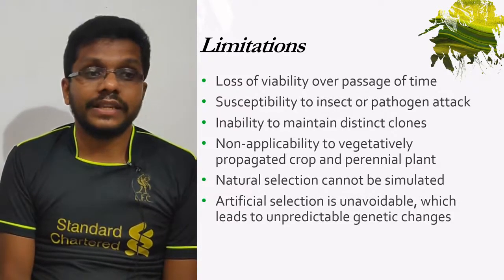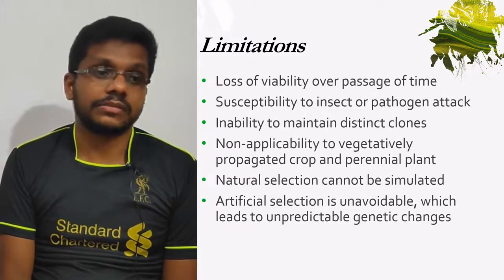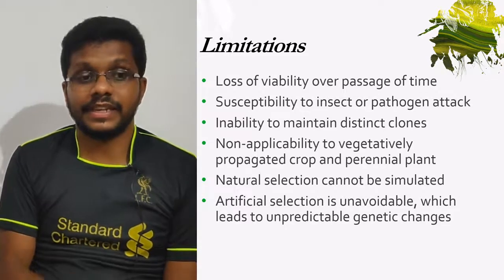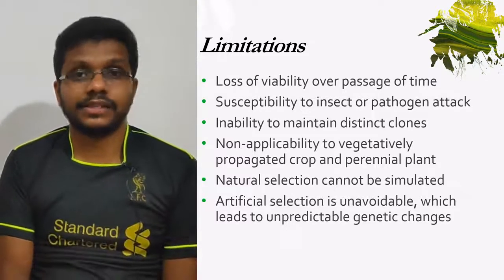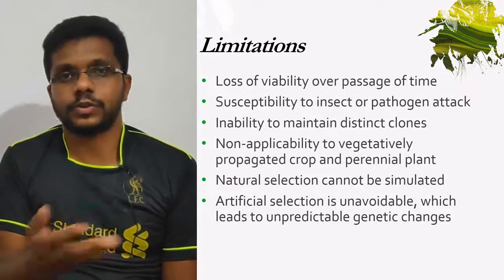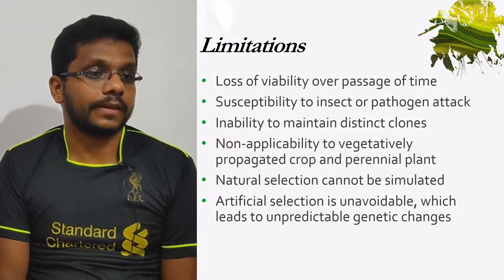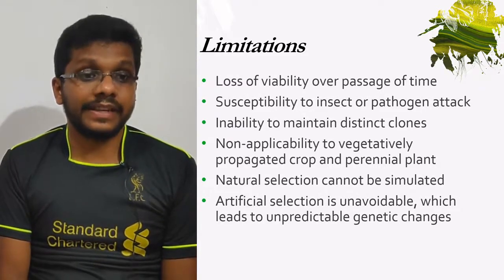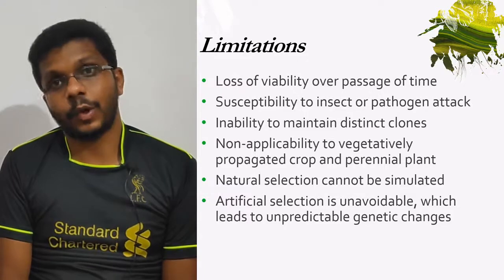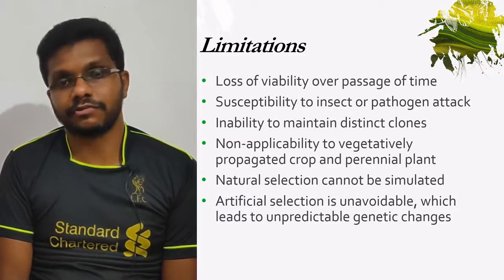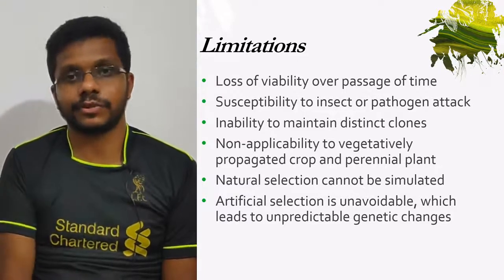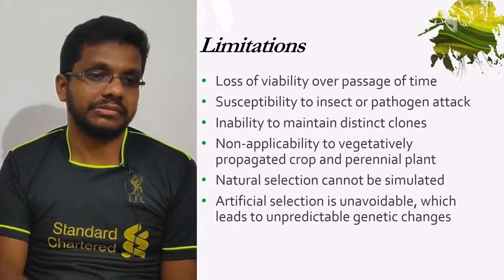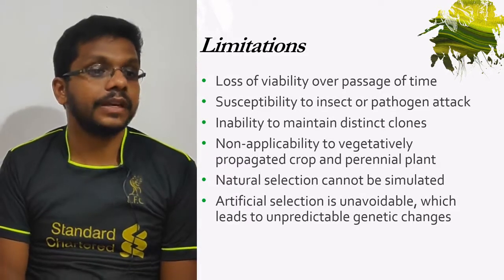Then inability to maintain distinct clones. Then non-applicability to vegetatively propagated crops and perennial plants. The vegetatively propagated plants don't make seeds, so you cannot store them in the seed bank. They have no seeds. Okay. The perennial plants will make seeds, but they have a long life cycle. They live more than 3 or 5 years. Maybe some of them will live for centuries. So they will take a long time to make seeds. So this seed bank is not practical for them.